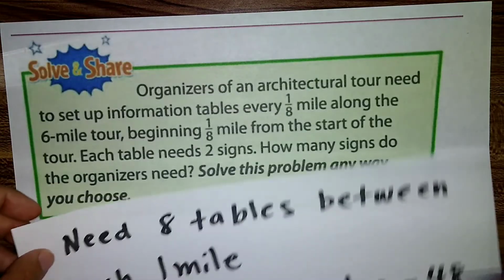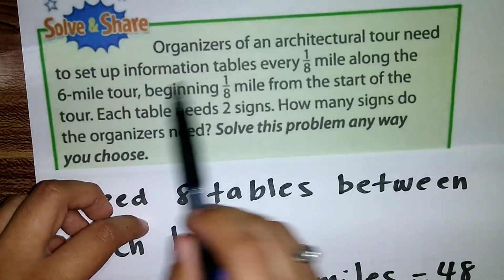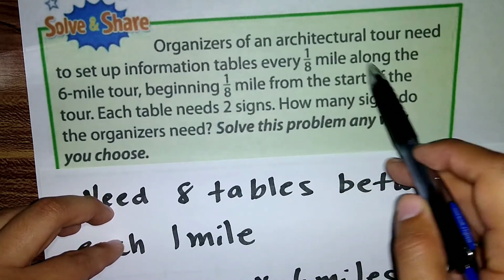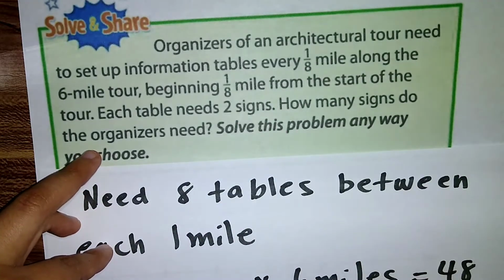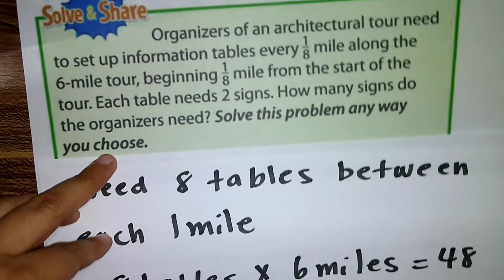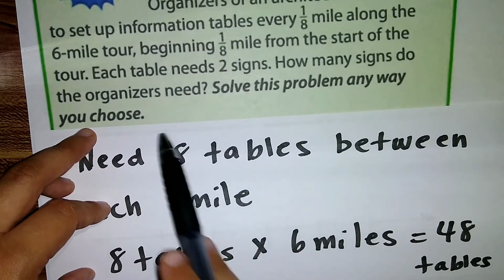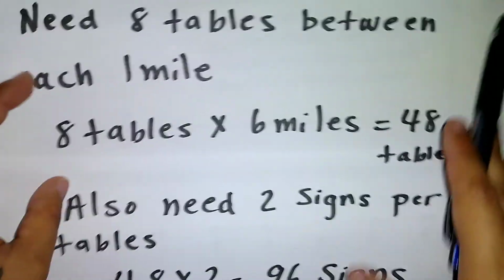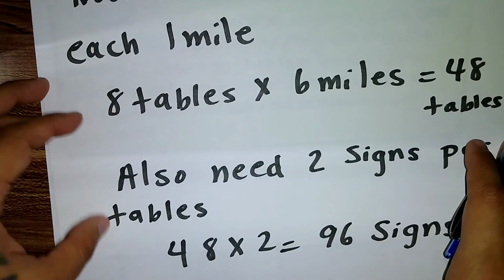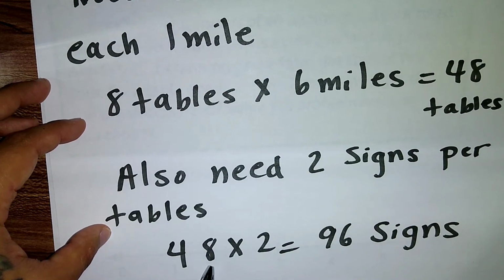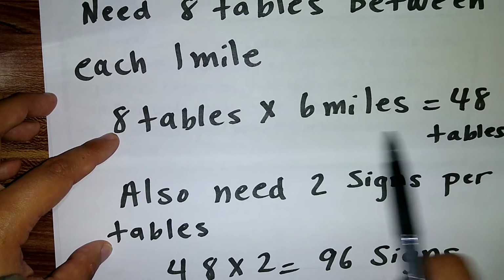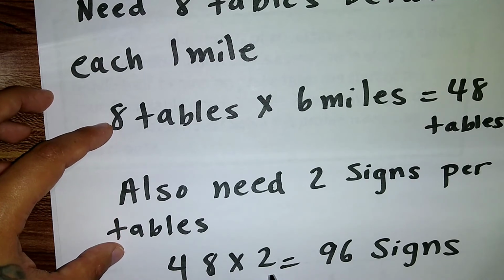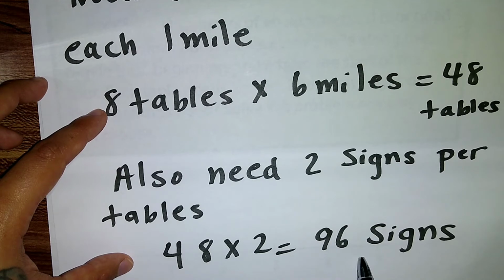They also stated this part. So basically we already solved this here. There are 8 tables for every mile, and for a total of 6 miles, it's 8 times 6, which gives you 48 tables. They've also stated each table needs 2 signs. That would mean that you would have to take the total of 48 tables, from 8 tables times 6 miles, and take 48 times the 2 signs that they need per table, and that will give you a full total of 96 signs.